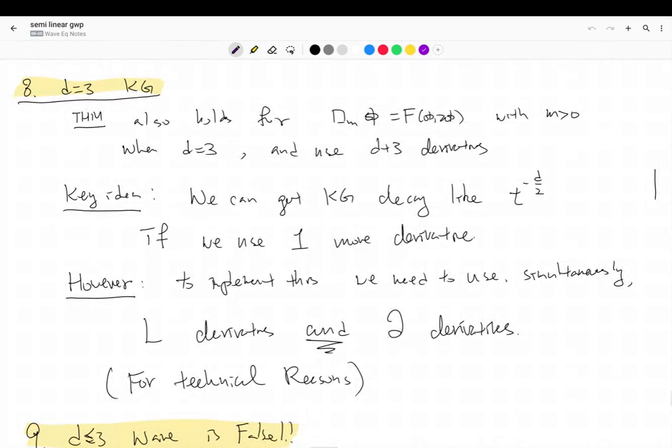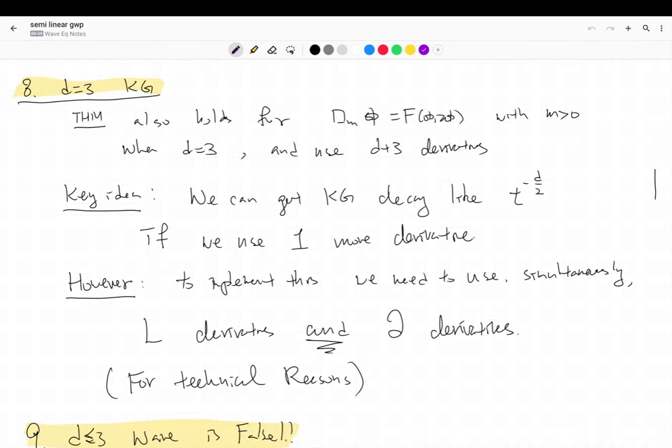So the theorem is that small data global well-posedness also holds if box minus M phi equals F of phi and D phi, with M positive, when d is equal to 3. However, here we're going to use more derivatives. Previously we required phi naught measured in H^(d+2) to be sufficiently small, and phi 1 measured in H^(d+1) to be sufficiently small. Here we're going to require that phi naught is measured in H^(d+3), and phi 1 is measured in H^(d+2).